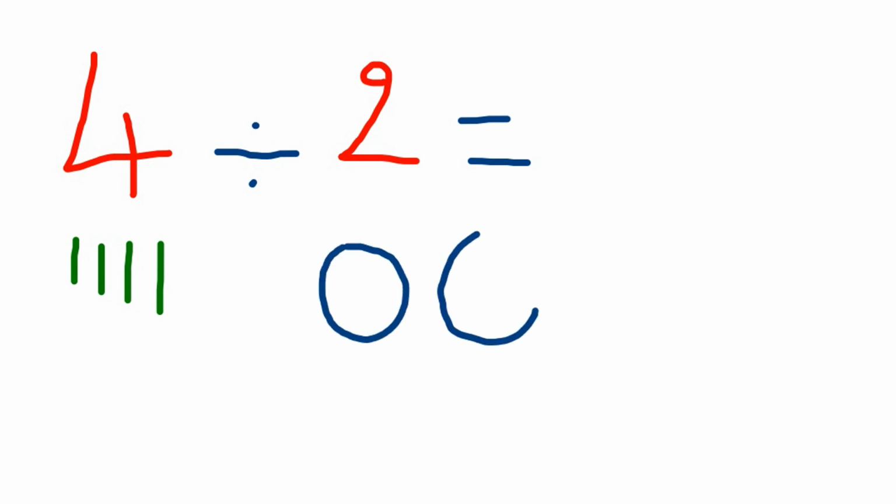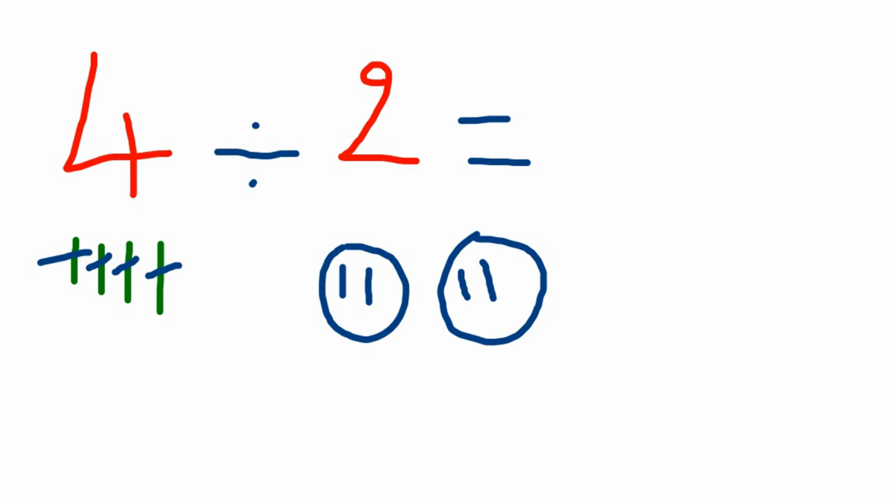Now let's draw 2 big circles under the number 2. It's time to share the 4 lines equally between the 2 circles. We move the first line into the first circle. We move the second line into the second circle. We move the third line into the first circle again, and the fourth line into the second circle.